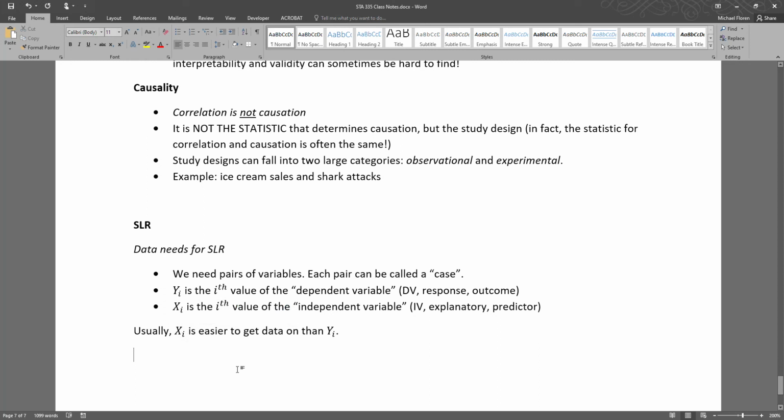This has been the start of our introduction to simple linear regression. In the next video, we'll move on to the theoretical model and start talking about some more of the properties of a simple linear regression statistical model.